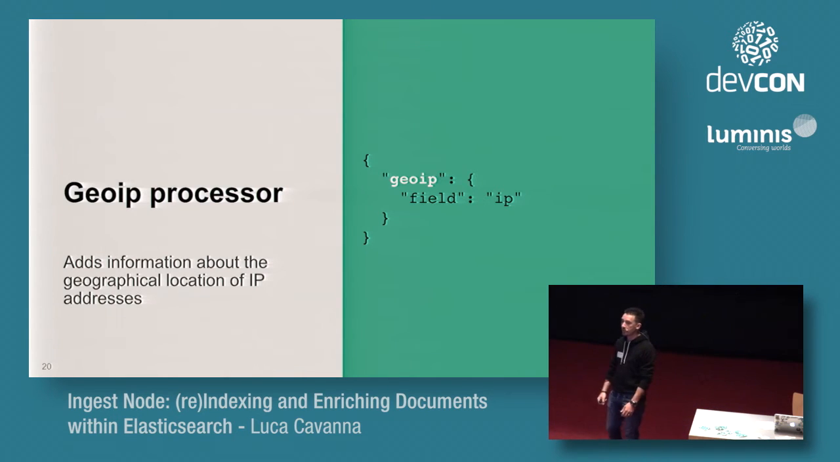GeoIP is another type of enrichment that we can run. If we have an IP field taken from the log, it's just a string, and we can use it as a lookup in a local database that gives us a lot of geographical information about the location of that IP address. And then all that information can be indexed within the document itself as a new field, which is going to be an object.